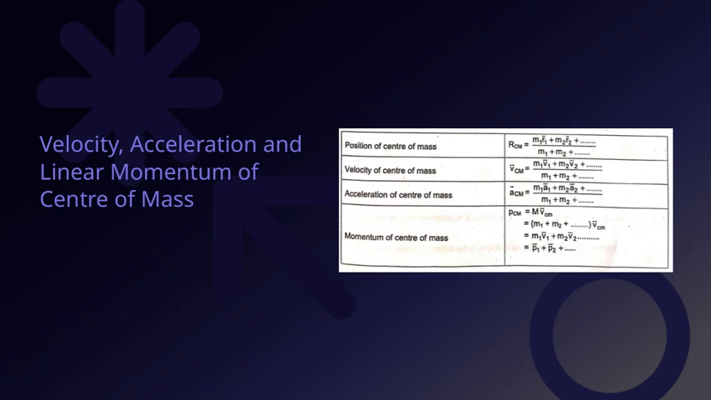Next, acceleration of the center of mass is the rate at which this velocity changes over time. Importantly, even if individual parts of the system move in complex ways, the center of mass can have a smooth, predictable acceleration. Finally, linear momentum of the center of mass relates to how much motion the system has overall. It's the product of the total mass and the velocity of the center of mass, giving us a clear picture of the system's motion energy.